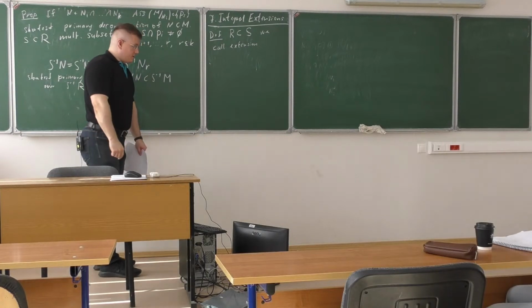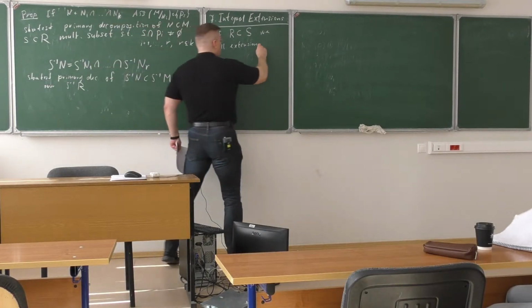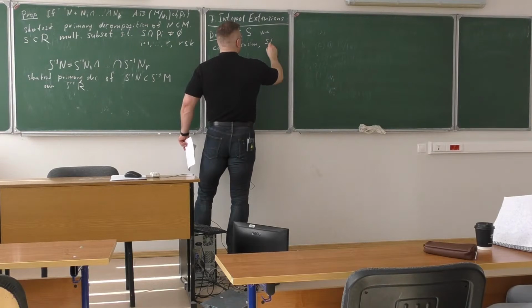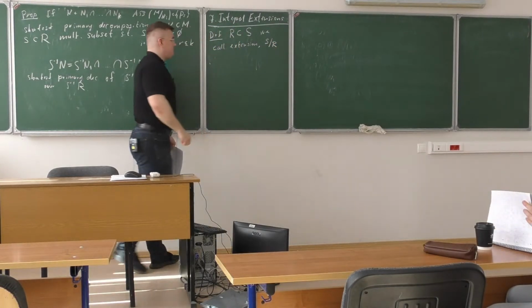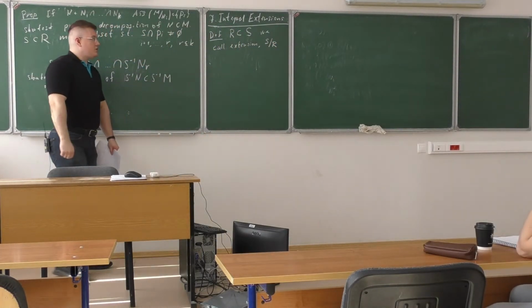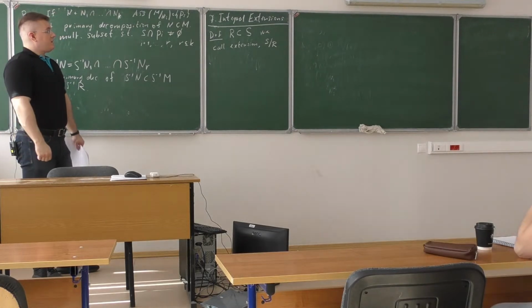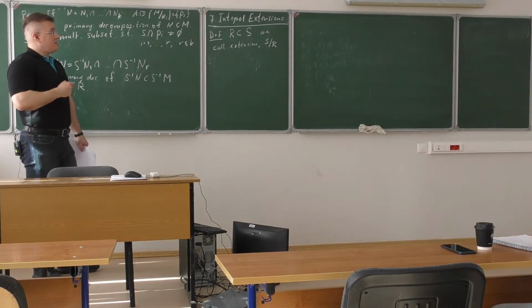So R inside S is an extension, and sometimes I'm going to use the notation S over R. This just means that I have a ring R, and over this ring R I have another ring S.